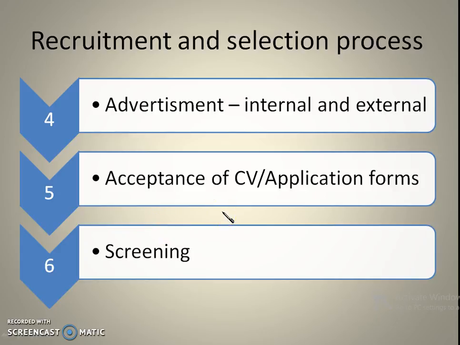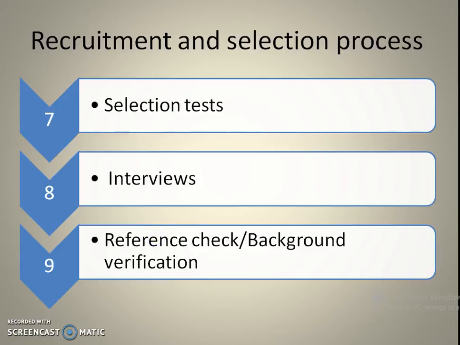Once we get the CVs and everything, now we're going to screen. Screening is the process of shortlisting the candidates according to the criteria which we have decided through the job description and person specification. Screening is nothing but trying to match the candidate profile, CV, or application form with our job description and person specification.